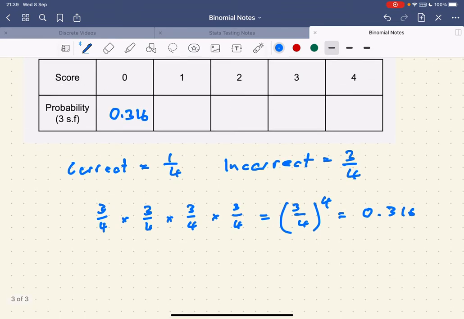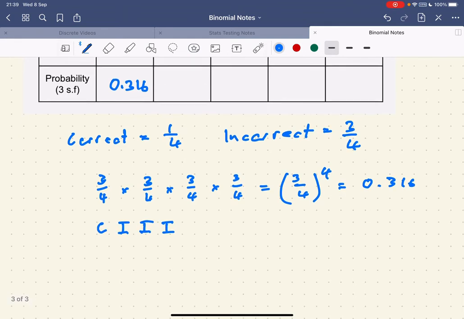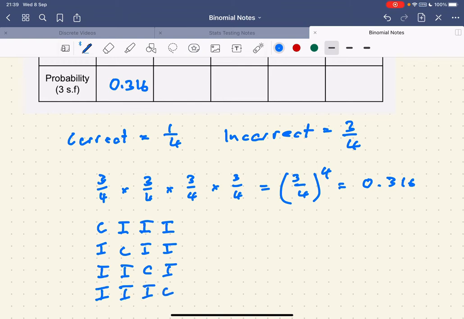Now this is where it gets interesting. To get 1 correct, that means that we got 1 correct, and let's put an I for incorrect, and then an I for incorrect and an I for incorrect. So this is getting 1 correct. But we could change the order of that, and it could come in the 2nd position. And of course it could come in the 3rd position, or the 4th position. So we've actually got 4 different ways of this happening.